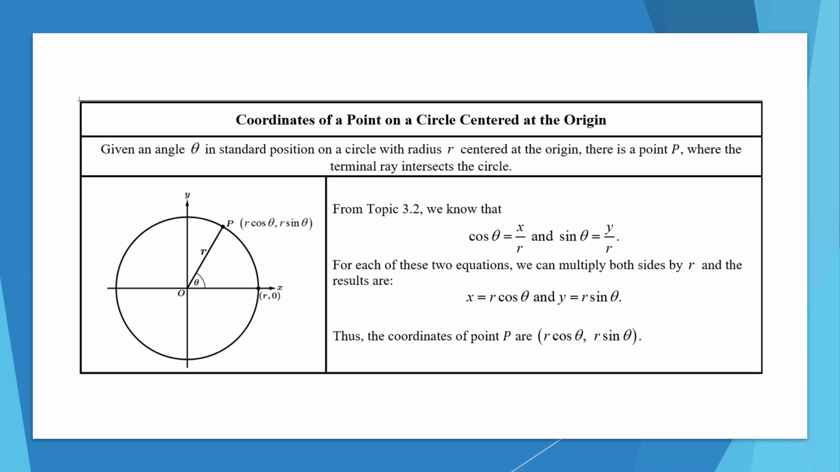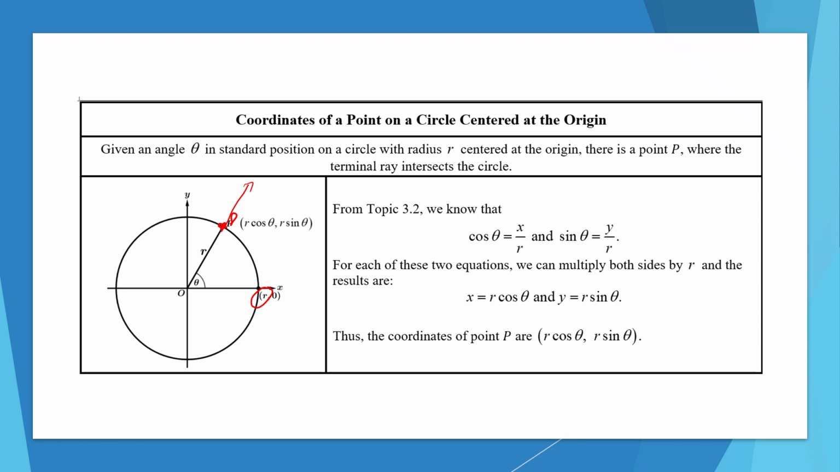Now what we're going to get at today is looking at the coordinates of a point on a circle that's centered on the origin that may not necessarily be a unit circle. We looked at this with a unit circle before, where the radius was always 1. But what happens when the radius is maybe 4 or 5 or 10? Given an angle theta in standard position with a radius of r, the terminal ray, this ray right here, will intersect the circle at point P. The location for that point P is going to be r cosine theta and r sine theta as coordinates.